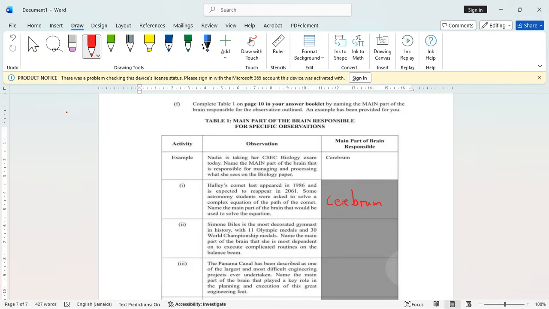Remember, the medulla oblongata deals with involuntary functions. Go again. Yeah. So the cerebellum coordinates the muscle movements, and it also helps with balance, posture, and fine motor skills. So she's going to be using that part.